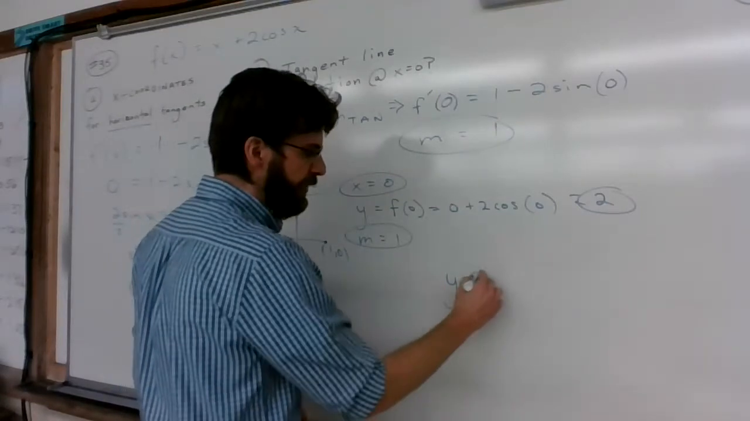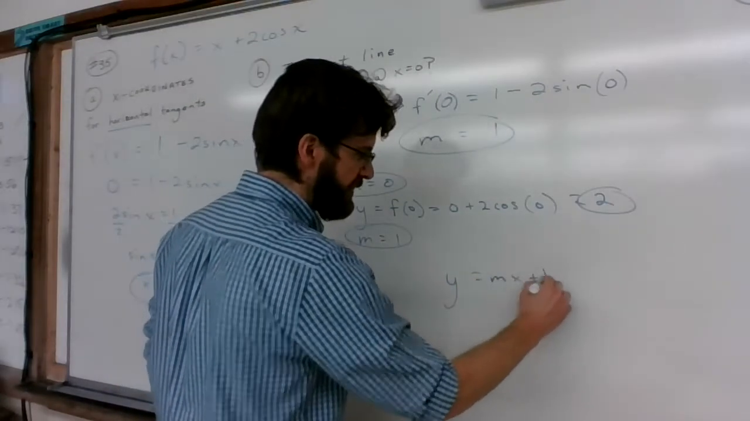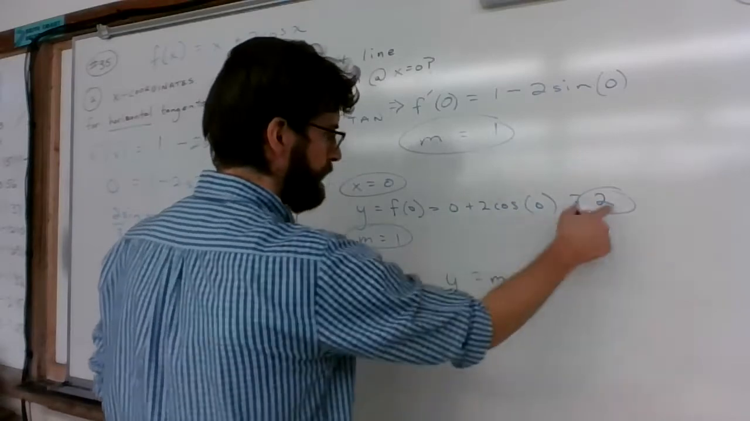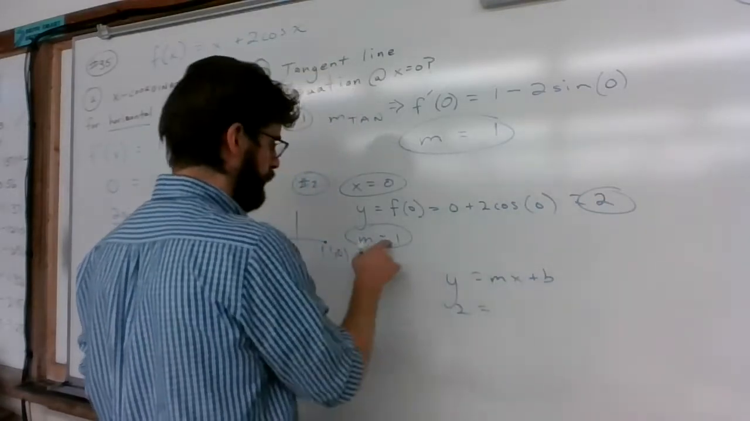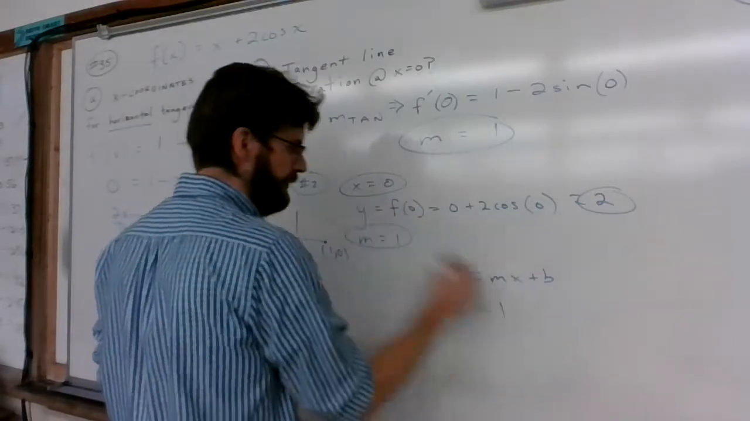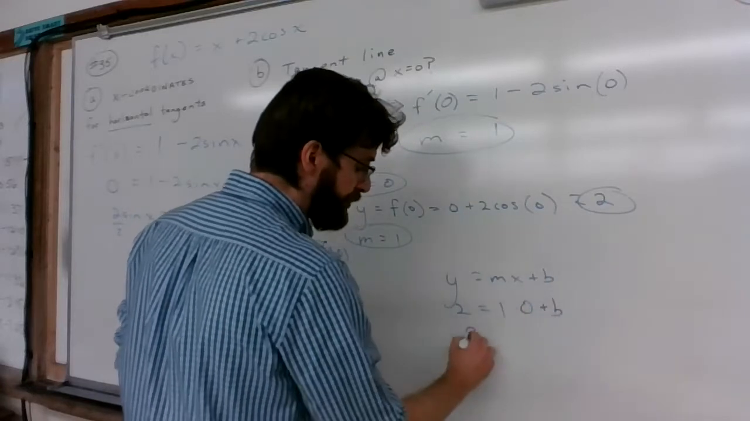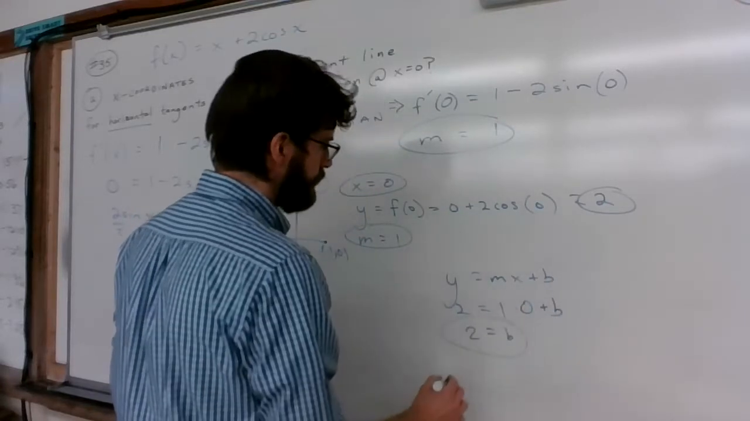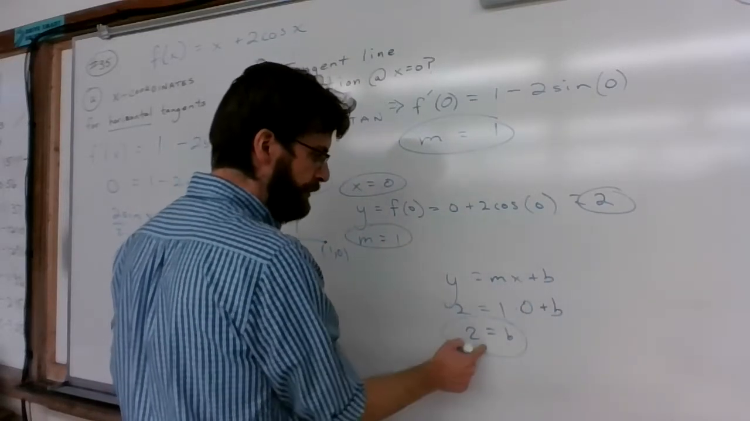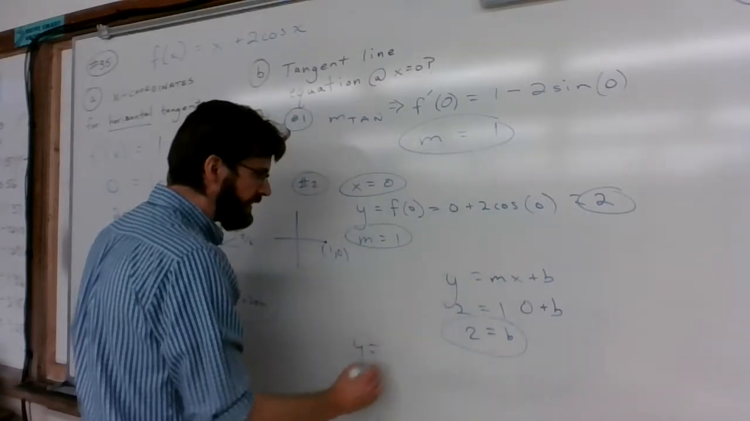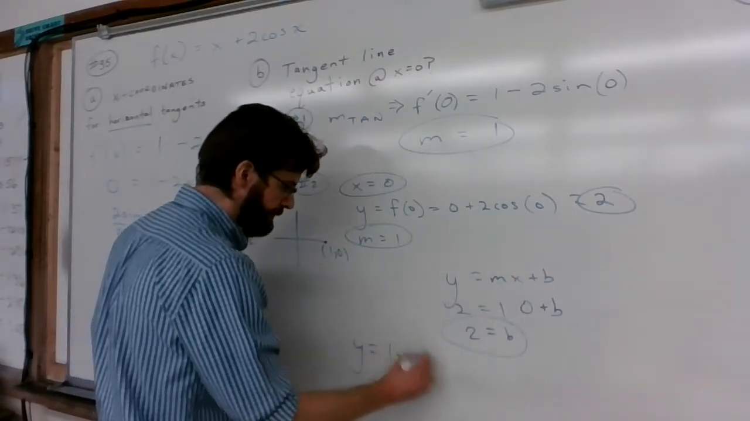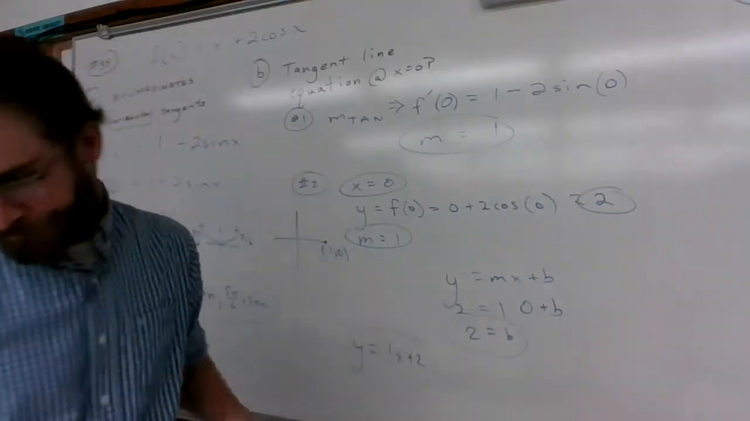So then we plug in those pieces of information into our slope-intercept form. 2 equals 1 times 0 plus b. So b equals 2. M equals 1, b equals 2. Y equals 1x plus 2.